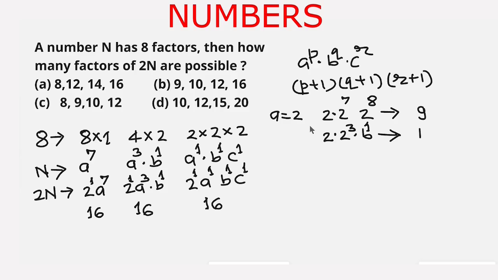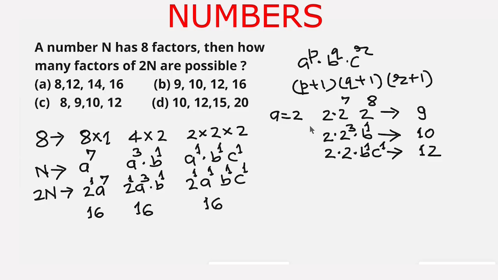So number of factors will be 10. And 2 to the power 1, a to the power 1, b to the power 1 and c to the power 1 will become 2 into value of a is 2 into b to the power 1 into c to the power 1, will give us 2 and 2 becomes 2 to the power 2. So number of factors will be 2 plus 1 is 3, multiplied by 1 plus 1 is 2, multiplied by 1 plus 1 is 2. So 3 multiplied by 2 is 6, multiplied by 2 is 12.